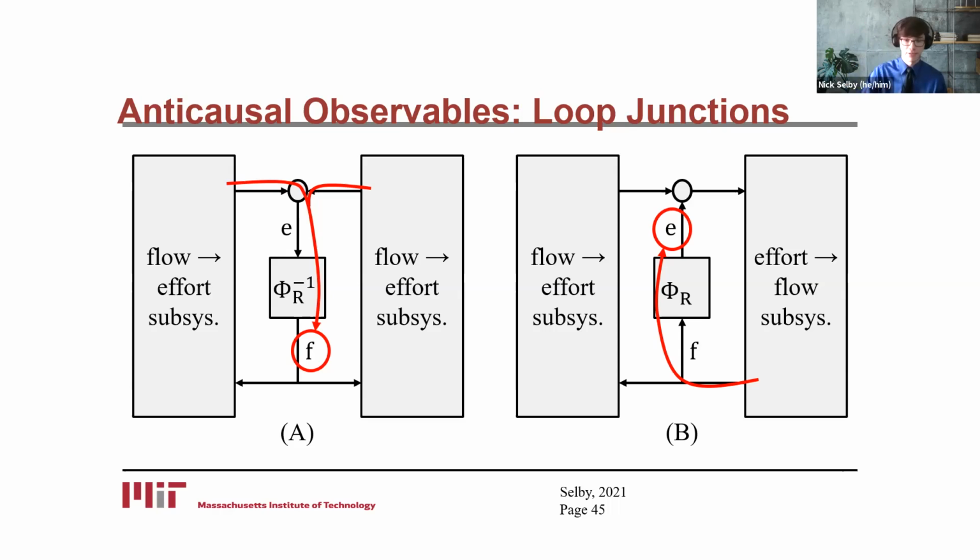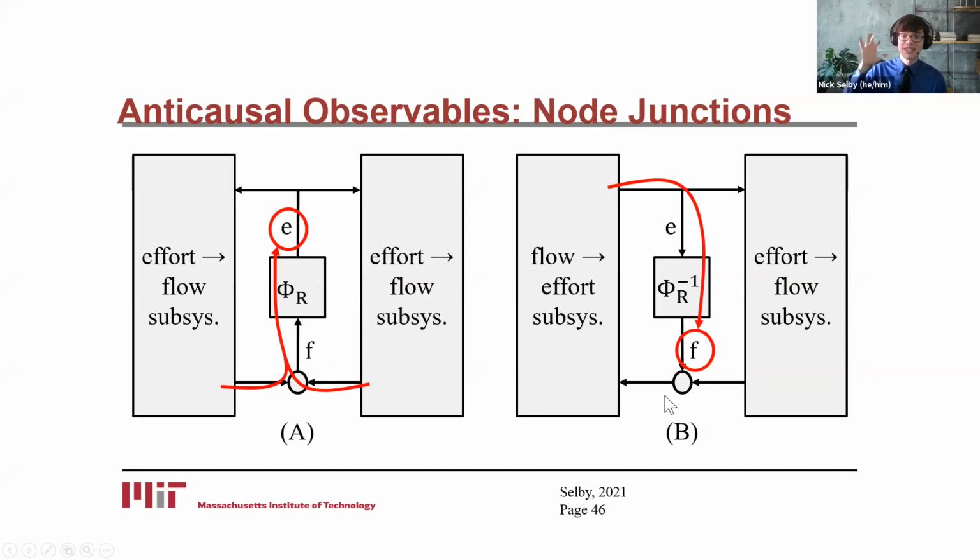There are two subcases for which this is true. If the resistor is connected to two flow-to-effort subsystems via a loop junction, like subfigure A on the left, or if the resistor is connected to an effort-to-flow subsystem via a loop junction, like is shown in subfigure B on the right.